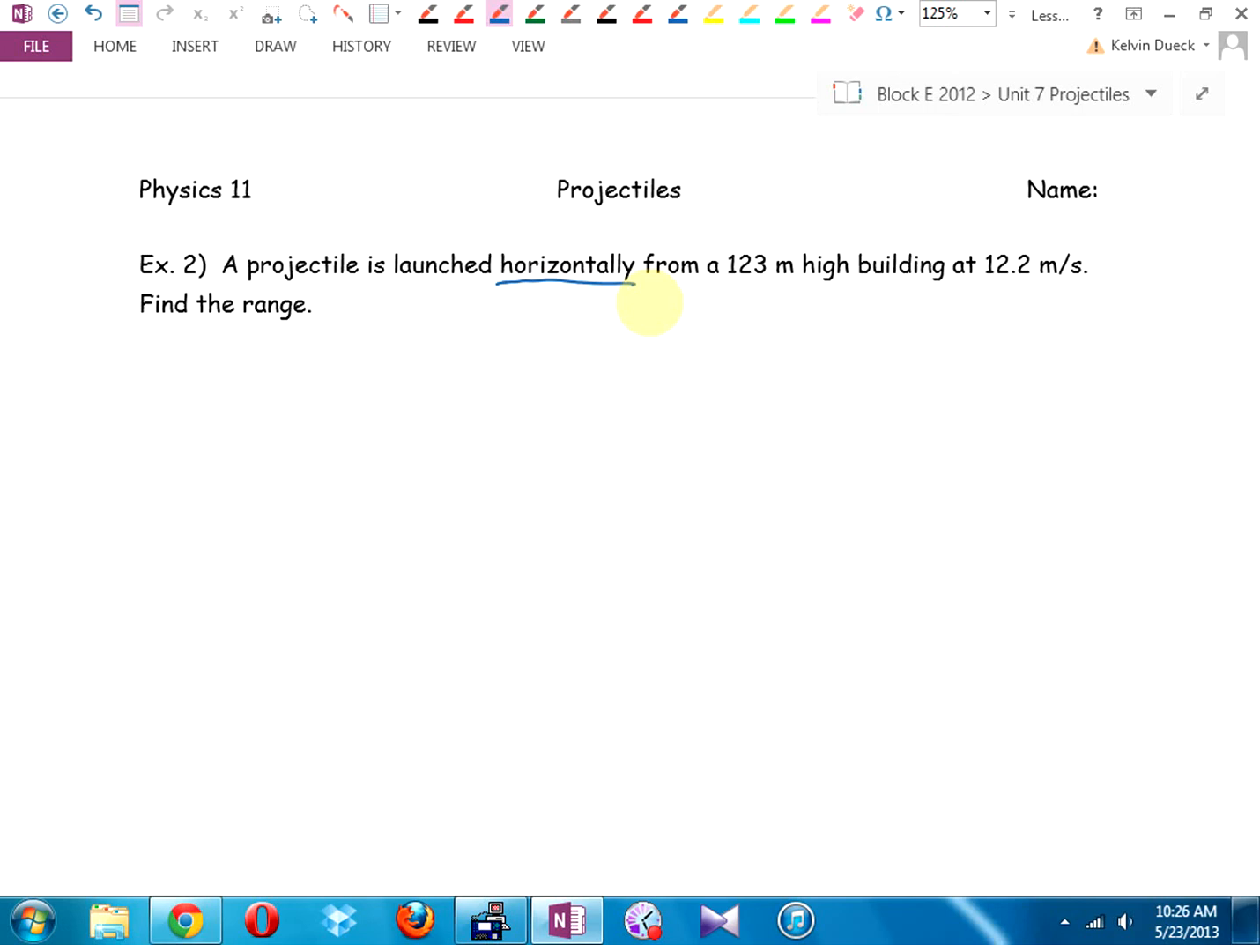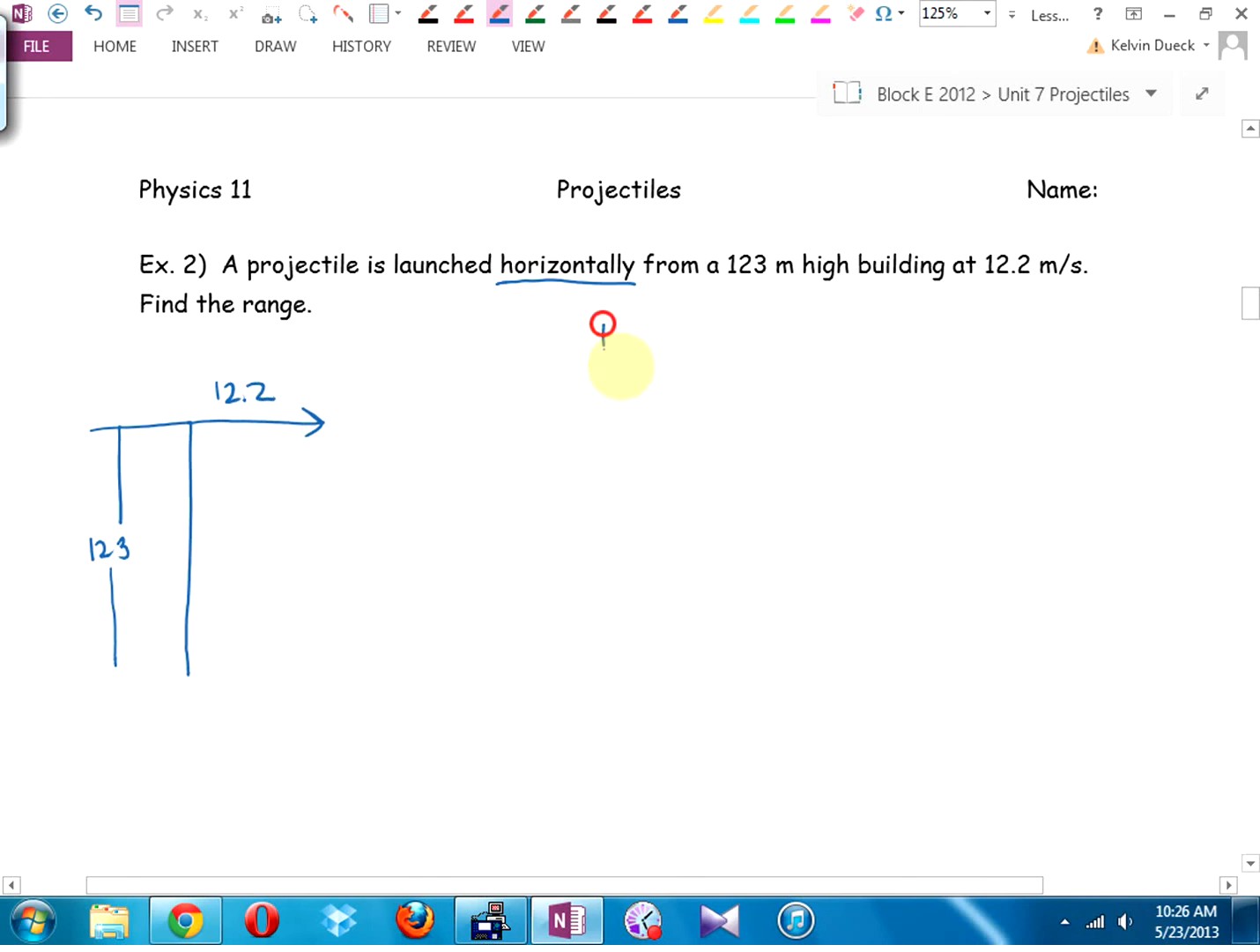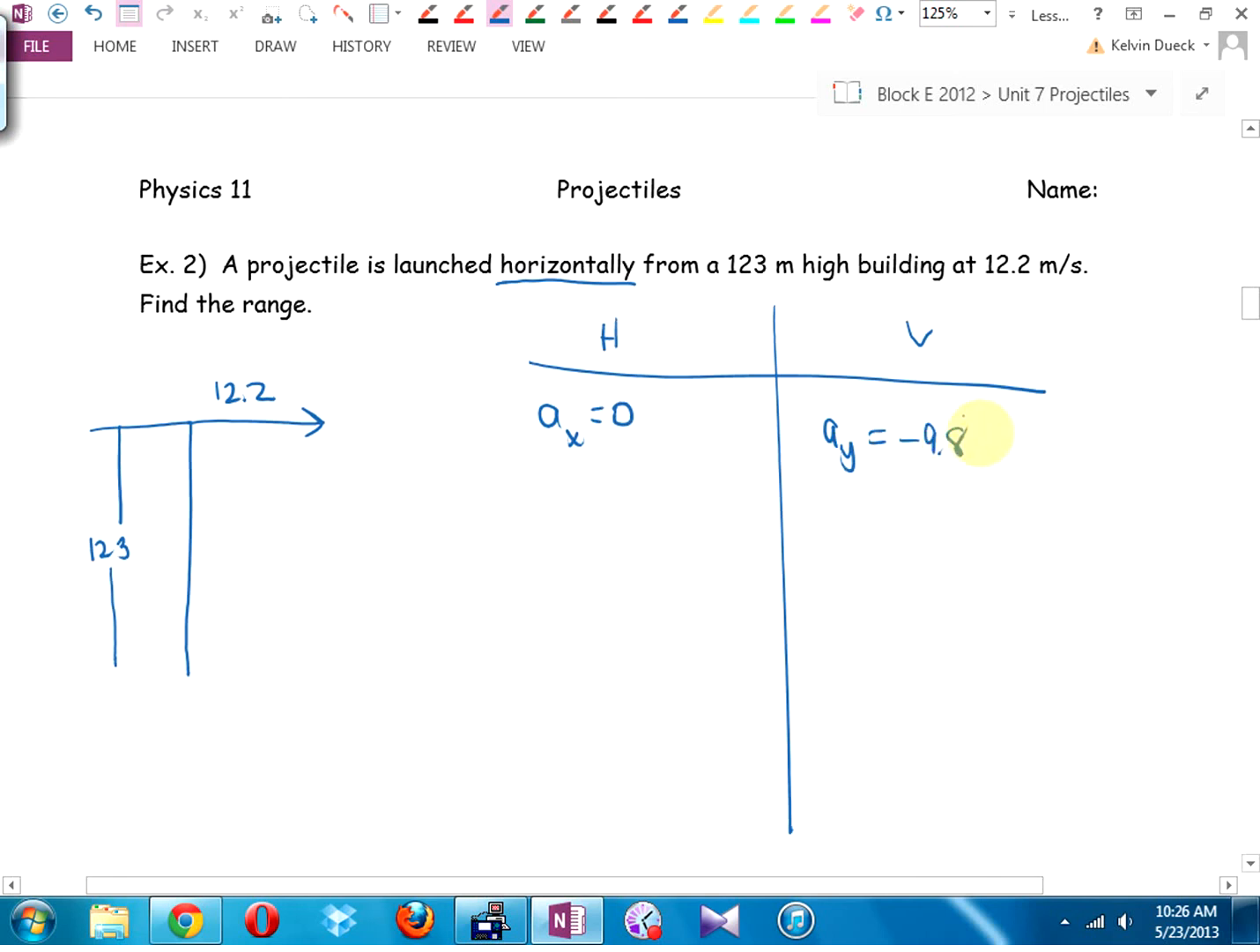But you know what I'm going to spend the most time doing? No pun intended: finding t, time, because I'm going to need time to find the range. I'll convince you of that. Let's draw a picture. 123. 12.2. Horizontal and vertical. AX is 0, AY is negative 9.8. I've written something down. I feel better. My question's no longer blank. I know where I'm going. What else do I know?